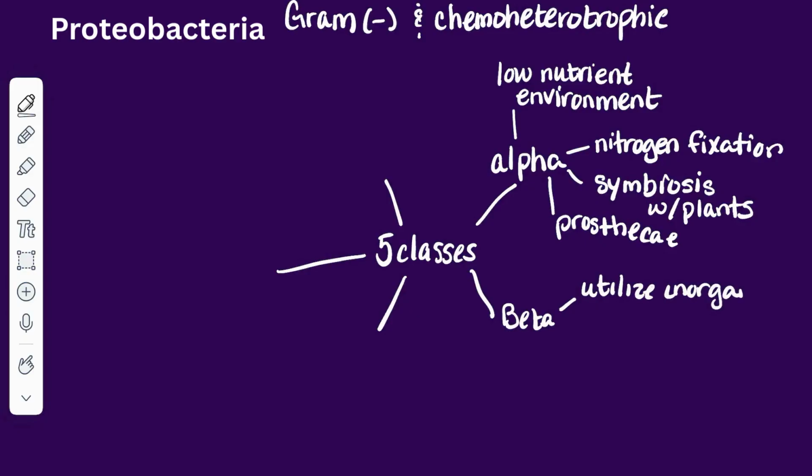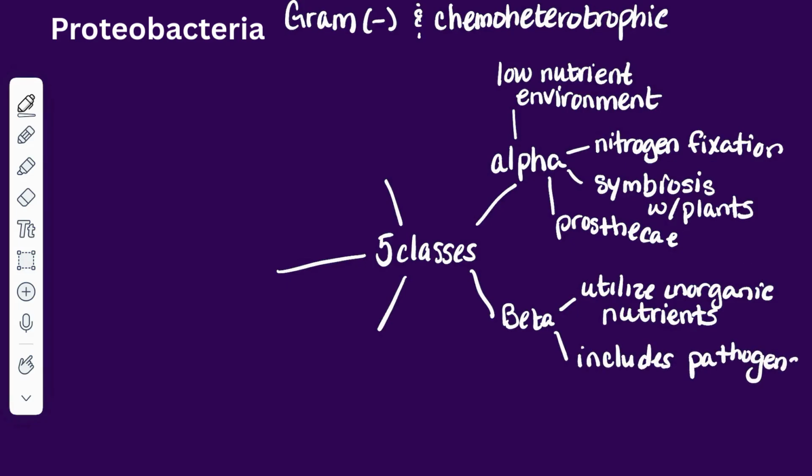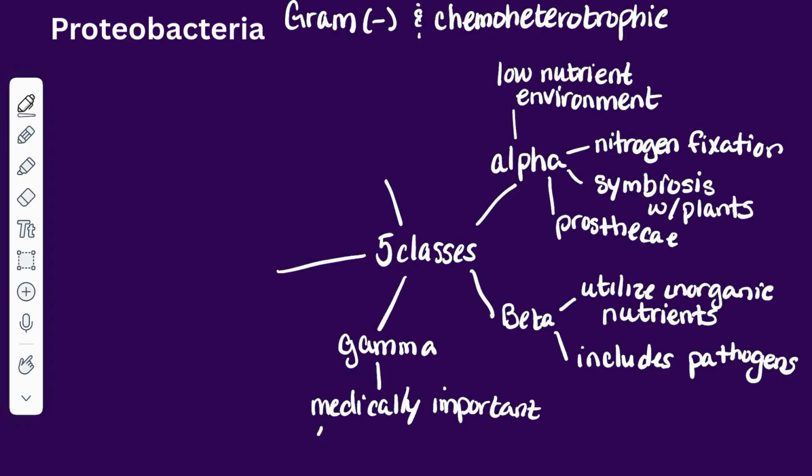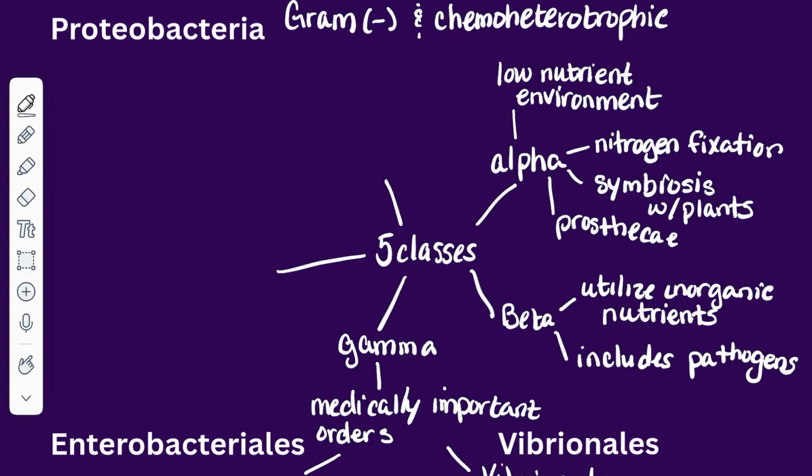Our next branch stemming from our core is beta proteobacteria. Stemming from that is utilize inorganic nutrients. And the second one includes pathogens. Our third branch is gamma proteobacteria. We have medically important orders such as Vibrio and Enterobacterales.